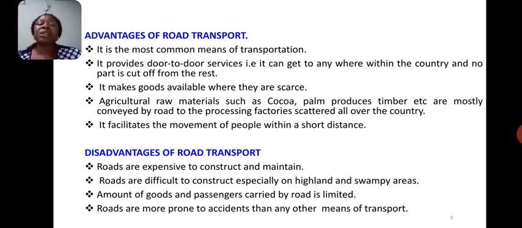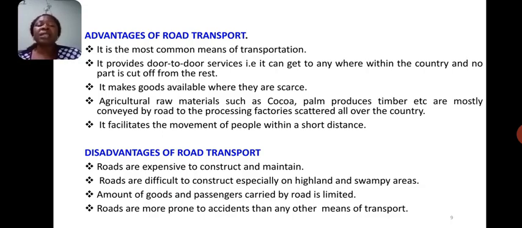Agricultural raw materials such as cocoa, palm produce, timber, etc. are mostly conveyed by road to the processing factories scattered all over the country. It facilitates the movement of people within a short distance.